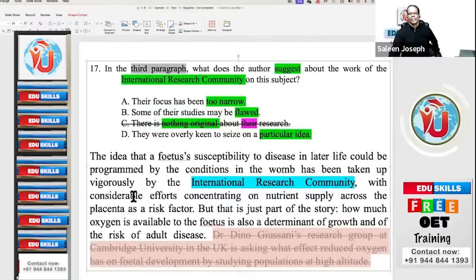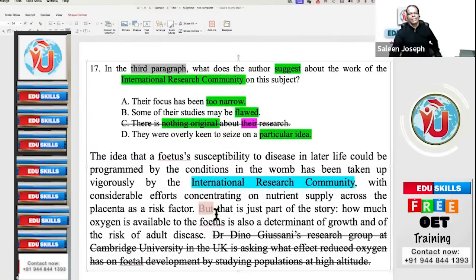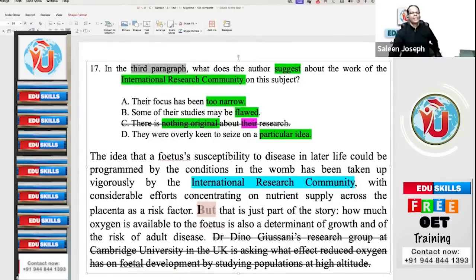International research community. Do you find anything that need to be highlighted? Father, contrast word. Yeah, there is a contrast word. If there is a contrast word, he is our friend. He is the greatest person who will help us and tell us. Answer is here. So many questions, you see, with this strategy. But that is just, let's see whether it is right. That is just part of the story.